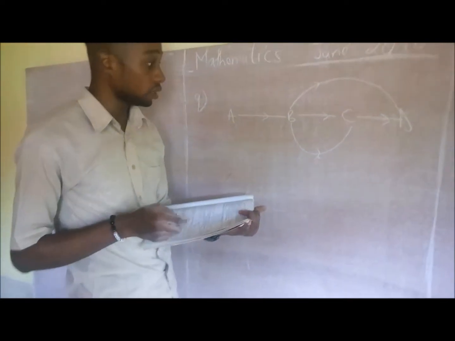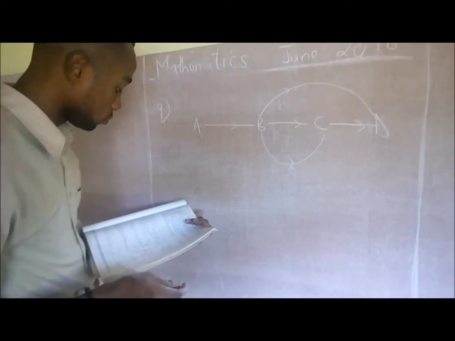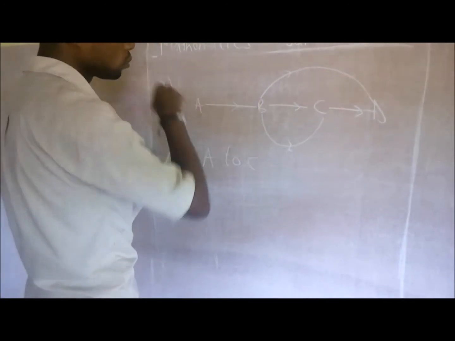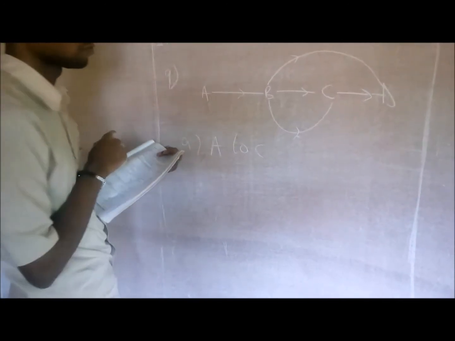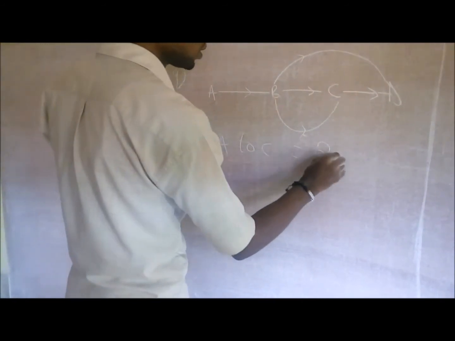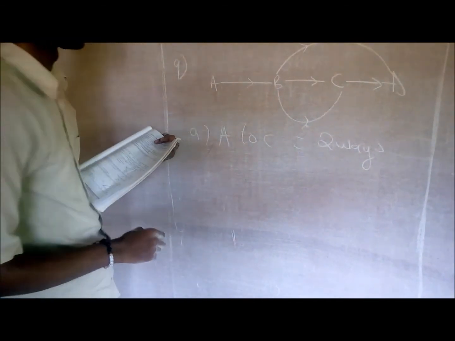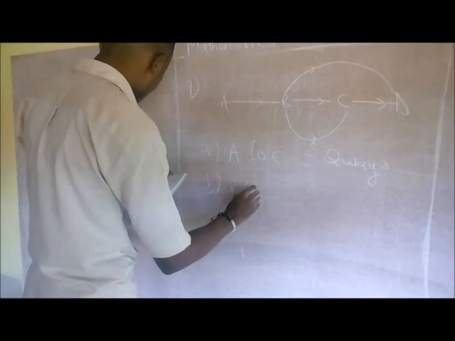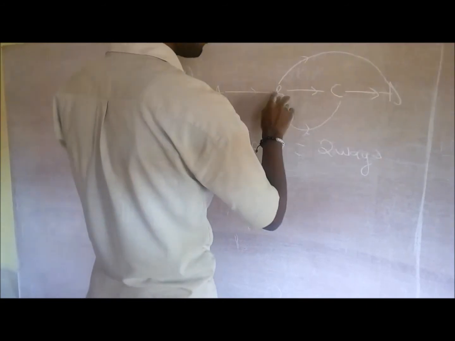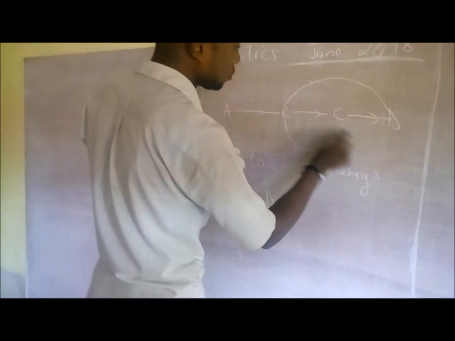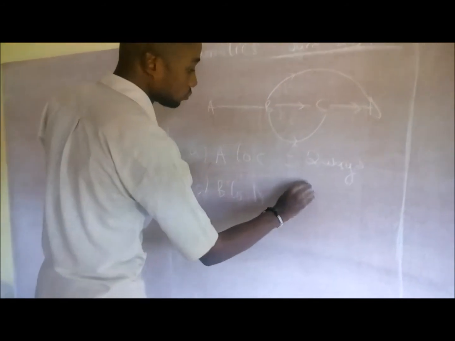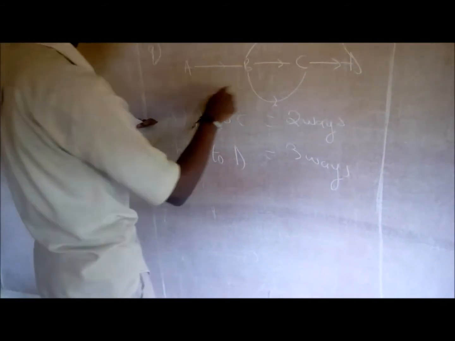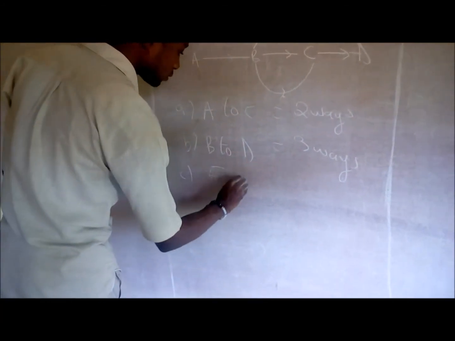Shows a road network from town A, B, C, D, determine the number of ways to move from A to C. From A to C, we can move like this, or we can move like this. These are two ways. And they say B, from B to D, you can move like that, and since there is already a path that has been formed, you can also leave from here to here. That means we have three ways. Then C, the number of arcs, just the number of arrows that has been drawn. You have 1, 2, 3, 4, 5. You have 5 arcs. That's just it.